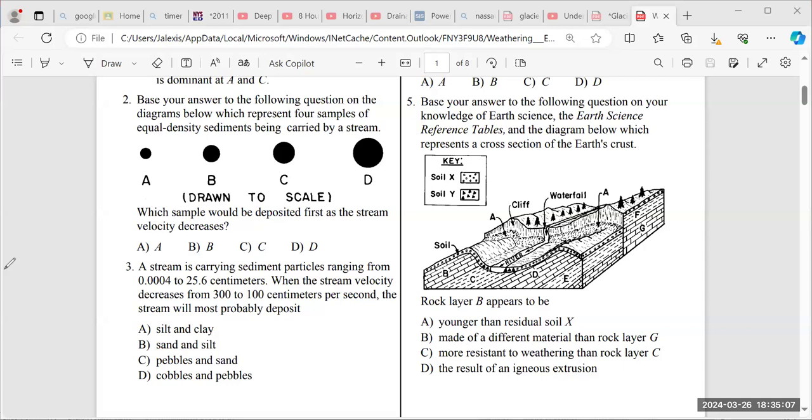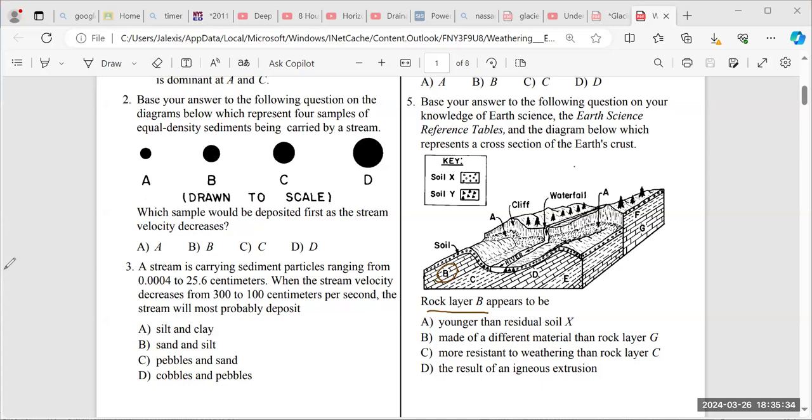All right, number 5, base the answer to the following question on your knowledge of earth science, the earth science reference tables, and the diagram below, which represents a cross-section of the Earth's crust. Rock layer B appears to be... So B, I'm focusing on B, is right here. A question like this, sometimes you may even want to just do the process of elimination.